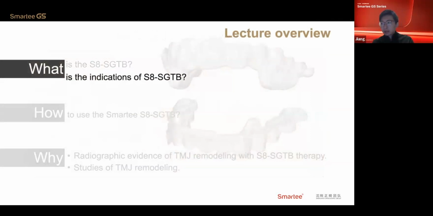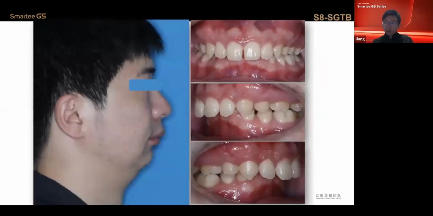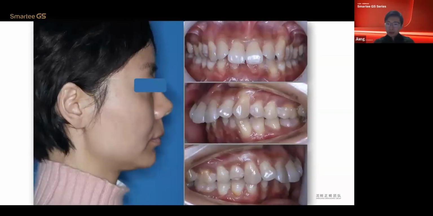And the second question, what are the indications of S8? Let's see several cases. They have some same manifestations. We can see that the overbite and overjet are quite increased, and the molar relationship is class 2. And we can see the facial profile. He has protrusive lips and a retrusive mandible. And the second patient also has increased overjet, increased overbite, increased deep curve of Spee, and also molar class 2. And we can see a retrusive mandible.